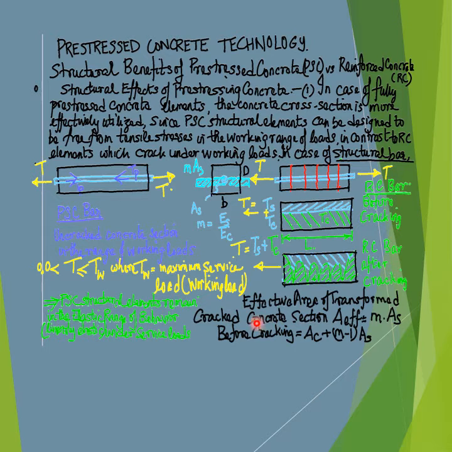while prior to cracking, the effective area of the reinforced concrete bar, that is prior to the formation of the first crack, consists of the area of the concrete section as well as the transformed area of the concentric steel bar.